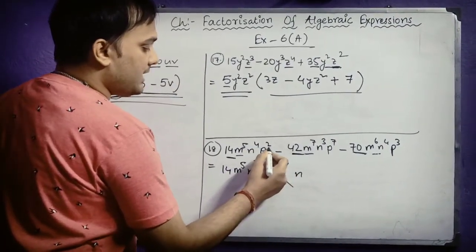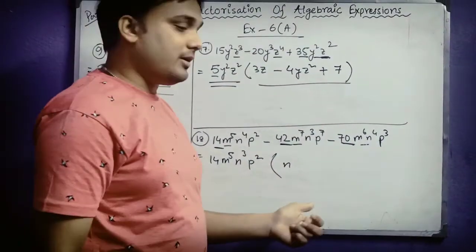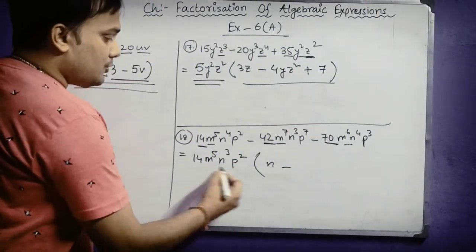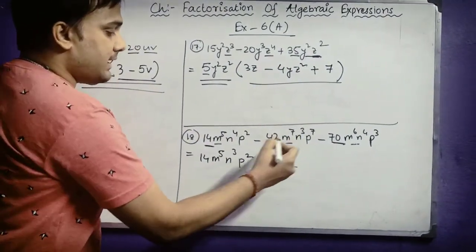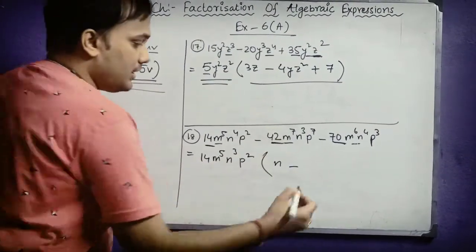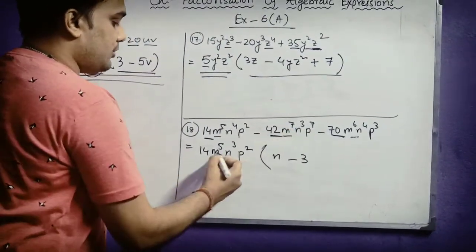Okay. Then p square is there and already p square is also here. So no terms remain, only n remains here. Negative, because minus is there. 14 into how much? 42. Or you can think like 42 divided by 14, in that way also you can think. So it will be how much? 3. M to the power 7, n to the power 5.